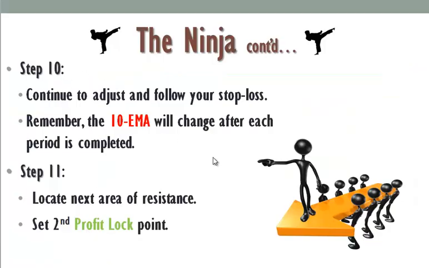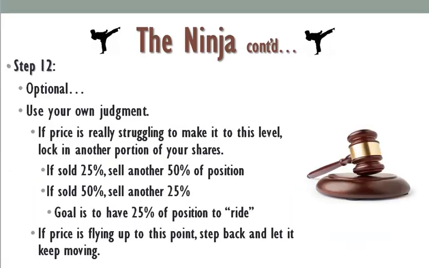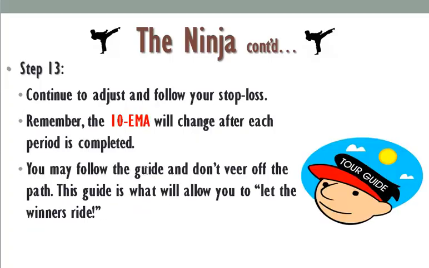So steps 10 and 11, we've already gone through those, but hopefully you're getting it. Step 10 is just always following the 10 EMA. I probably don't need to put that in there, but I just want to drive home the fact we need to monitor that at all times and keep updating that. And then step 11 was putting that next area of resistance up there as our second profit lock point. And then step 12, talked about that. That's the optional one. You've got to use your gut instincts. And then finally, 13, now that we're on this stage, we have 25 of our shares left, a fourth left.